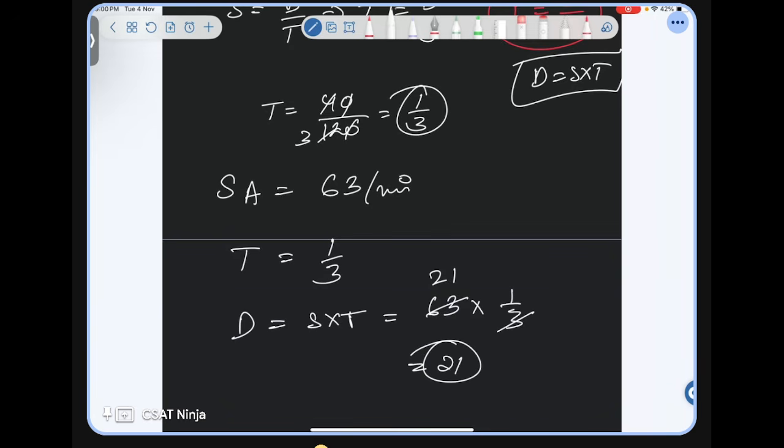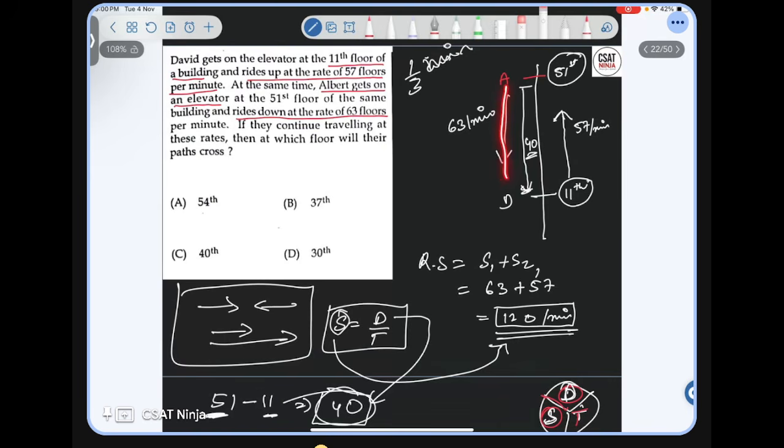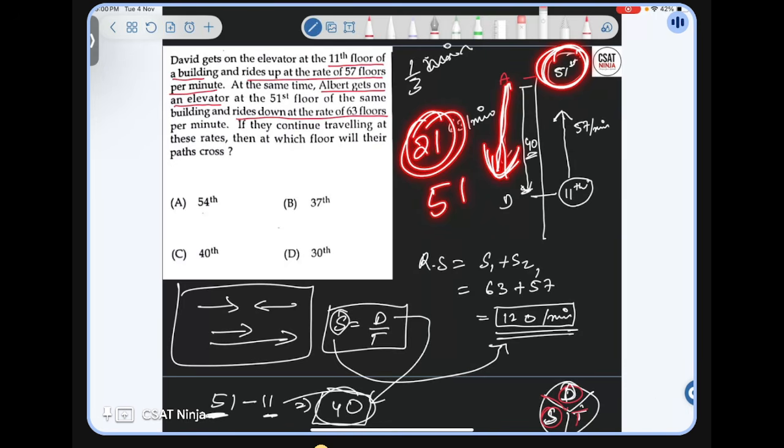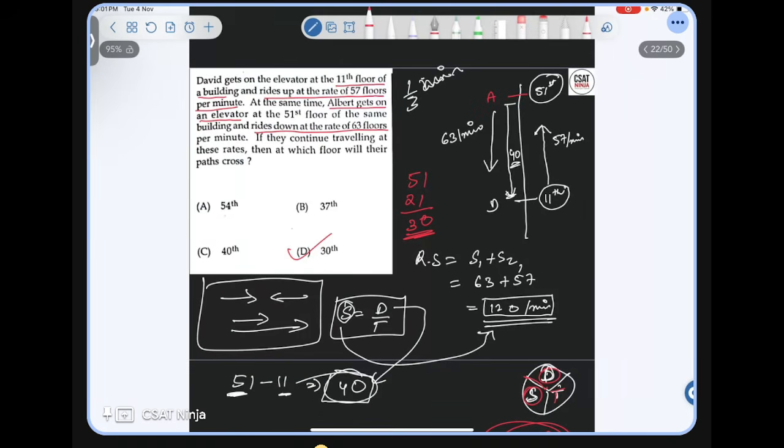21 floors. The distance traveled by Albert is nothing but 21 floors. So Albert is traveling down the floors, and from the 51st floor, Albert traveled down 21 floors. That means from 51, if I remove 21, then I'll get the meeting point of Albert and David, okay? So how much is it? 51 minus 21, that is 30. So the answer here is 30, because Albert's floor is 51 and Albert traveled 21 floors. That's the answer there.